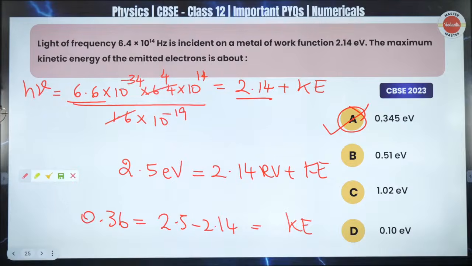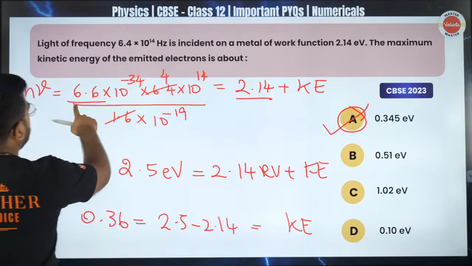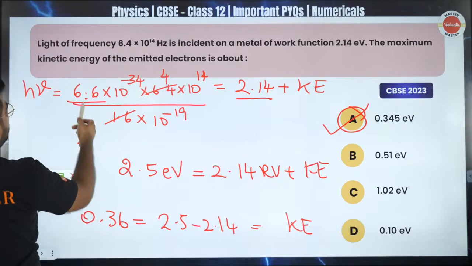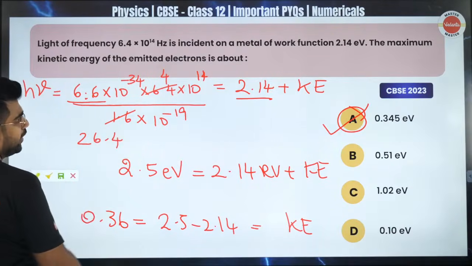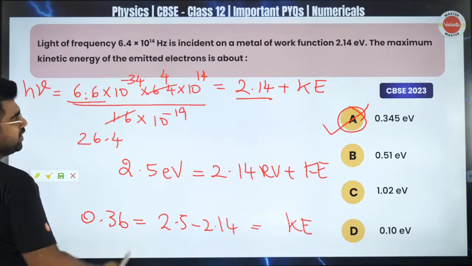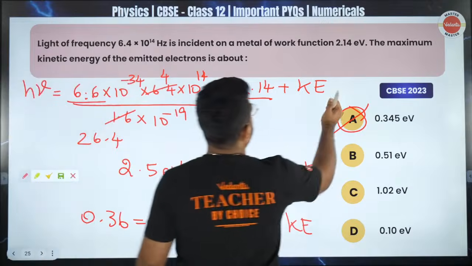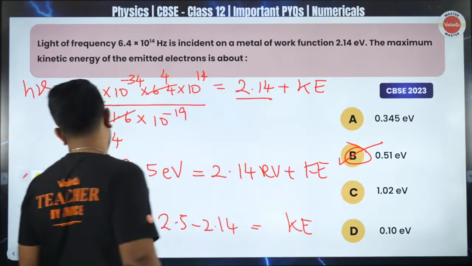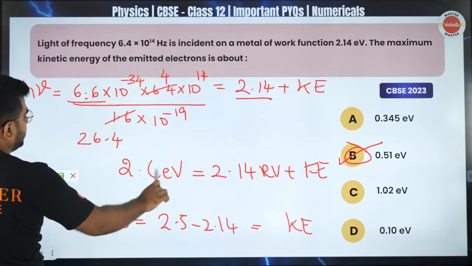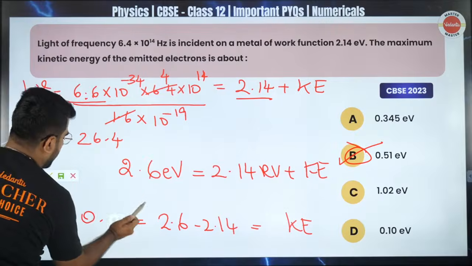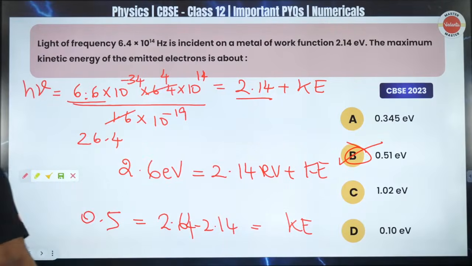B is coming. You can calculate it perfectly. I have approximated a lot, so calculate a bit more precisely. 6.6 into 4 is 26.4. So with 26.4, I think B will be a better answer. B should be the right answer, not A, because it comes around 2.6 eV. So 2.6 minus 2.14 is approximately 0.5. So 0.5 is the right answer. It should have been B.